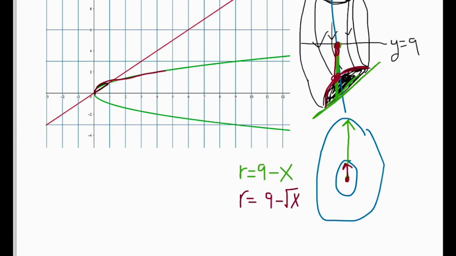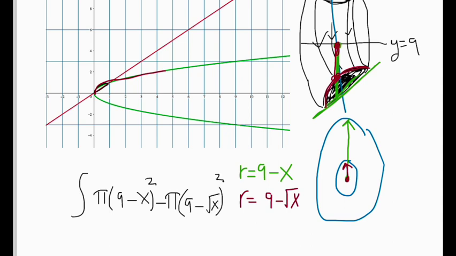Now when I set up my integral, I'm going to find the area of the outer, subtract the area of the inner. So that's going to be pi r squared. So I'm going to take 9 minus x and square it. And then I'm going to subtract the area of the smaller circle where there's a gap. That's going to be pi. Then the radius would be 9 minus the square root of x. This is the radius, and then we have to square it. And then, of course, I'm running out of room here, but I'm going to squeeze it in. dx.